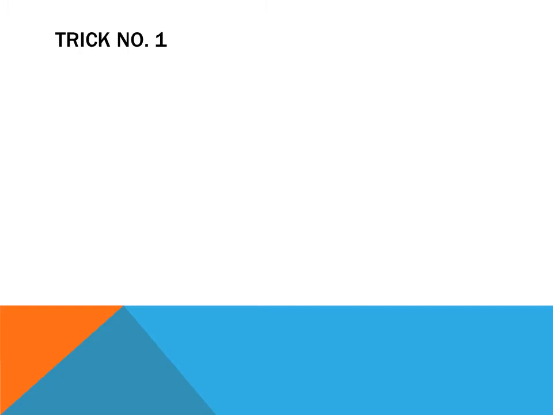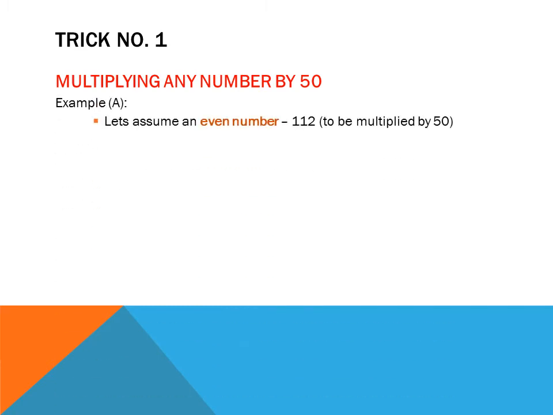The trick number one is multiplying any number by 50. Let's assume an even number 112. Friends, I'm going to tell each of my tricks through an example, so it will be easy for every one of you to understand how the trick goes and how it will actually be implemented. So let's assume an even number 112 to be multiplied by 50.